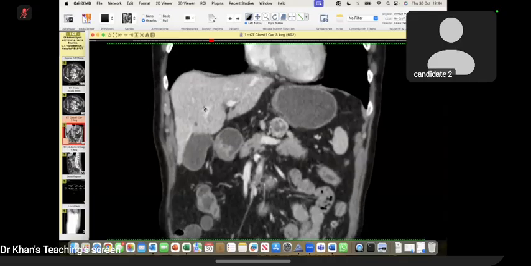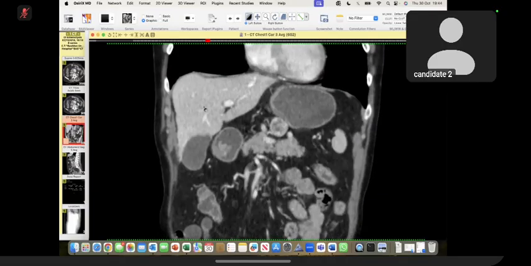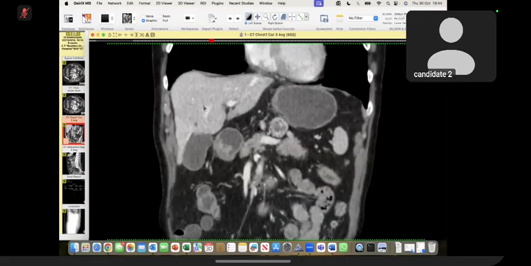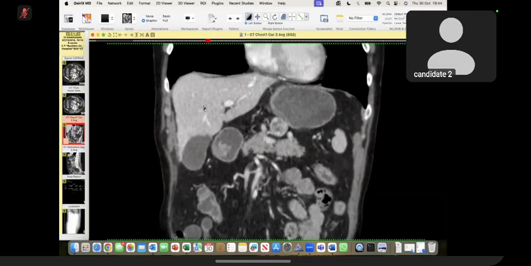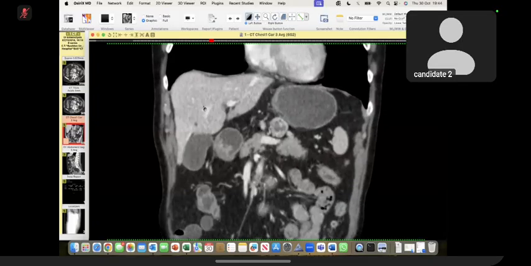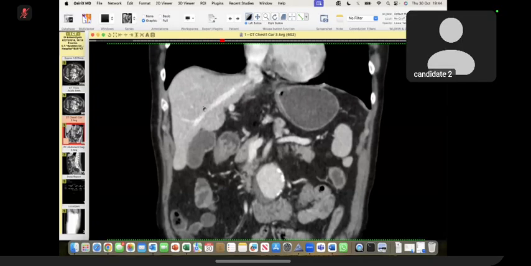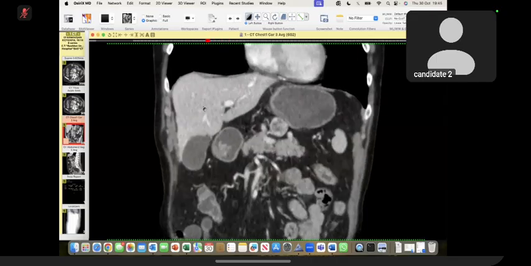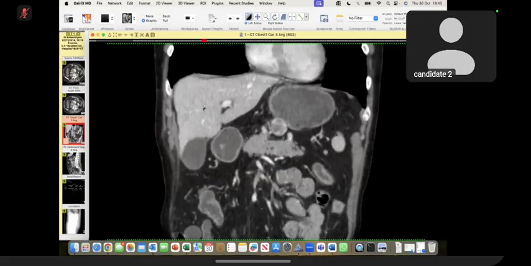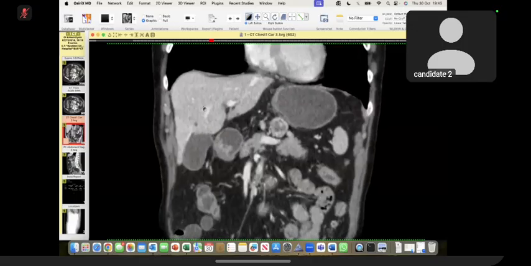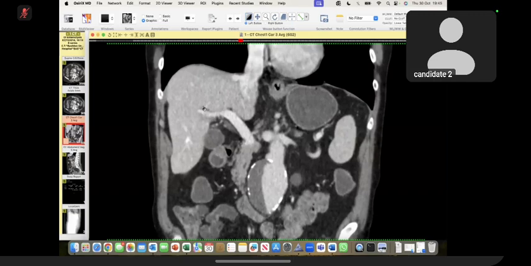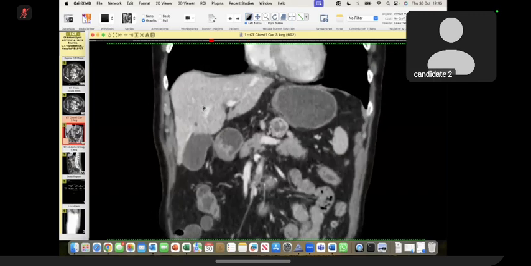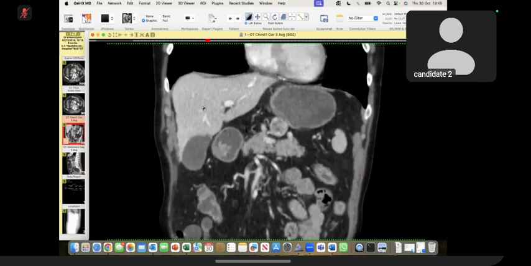So, finally, considering it's an isolated finding without any other organ abnormality, this can be a neuroendocrine tumor, a solitary lesion. But in my actual practice, I would be looking at all of the scans, including all of the organs, chest, and the bones, to look for any other pathology. It can also, less likely, be a nodal met if there is any known primary.